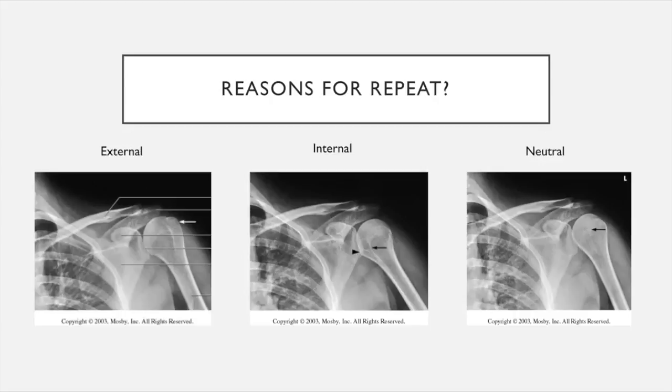For the internal rotation image, the lesser tubercle is seen in profile on the medial aspect of the humerus. The greater tuberosity is going to be superimposed on the humeral head. And for neutral rotation, the humeral head may appear kind of like a cotton swab. It has a very rounded head, and both the greater and lesser tubercles are partially superimposed over the humeral head. These are all characteristics to look for on your images, and if they are not shown, then you will most likely need to repeat the image.